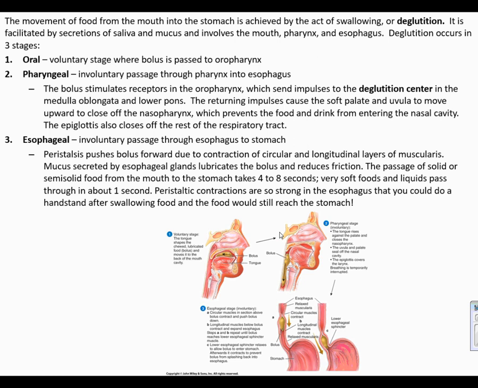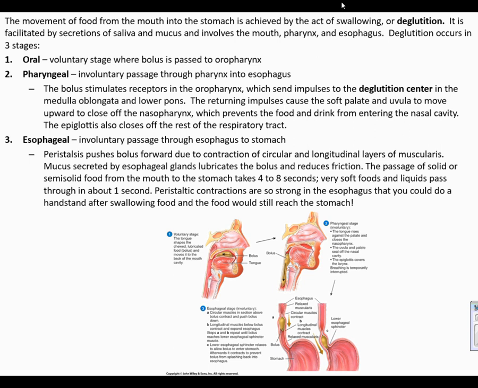And then stage 3 is the esophageal phase. That involves that peristalsis, pushing the bolus forward and through that lower esophageal sphincter into our stomach. Mucus secreted by our esophageal glands lubricates the bolus and reduces friction. Passage of solid or semi-solid food from our mouth to the stomach takes 4 to 8 seconds. Very soft foods and liquids pass through in about a second.